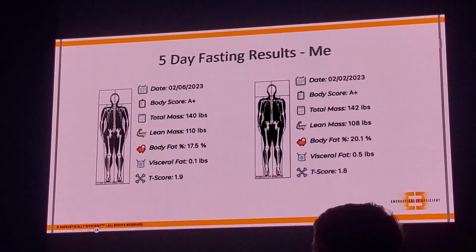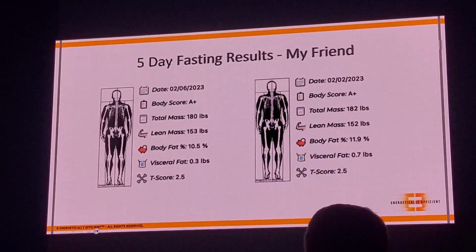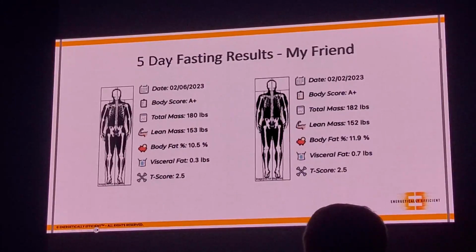So here is what happened to my friend. You can see on his, he started out at 182 pounds, he went down to 180 pounds, his lean mass went up by 1 pound, he went from 152 to 153. He started at 11.9% body fat, he went down to 10.5, and his visceral fat went down from 0.7 to 0.3. I forgot to mention also one of the other statistics. Notice his T-score is 2.5, and I'm a little nervous to backpedal on this because I'm afraid it won't work, but I'm just going to try it.